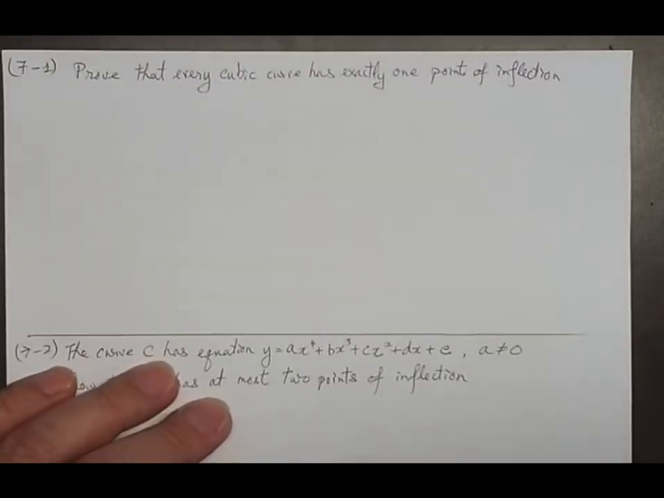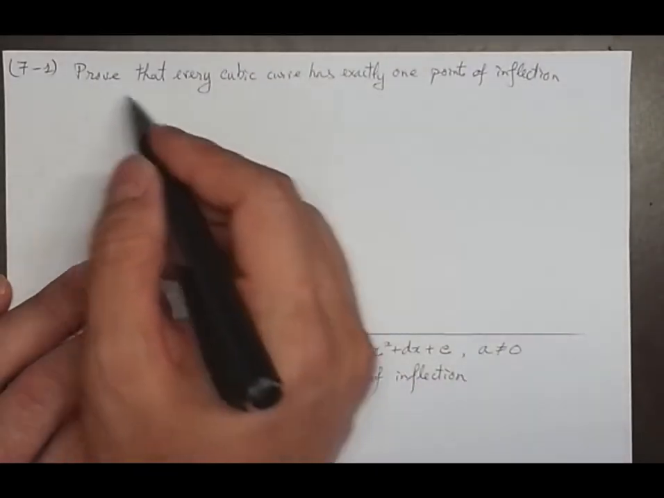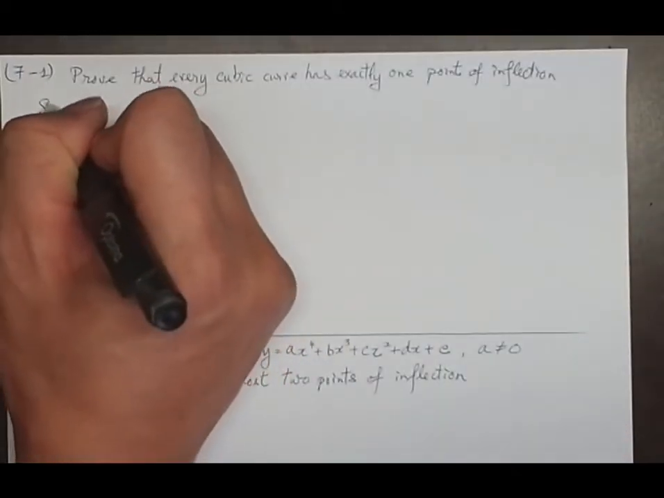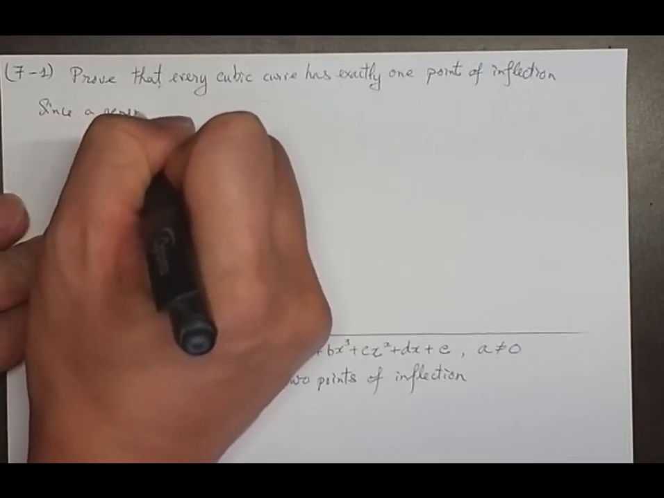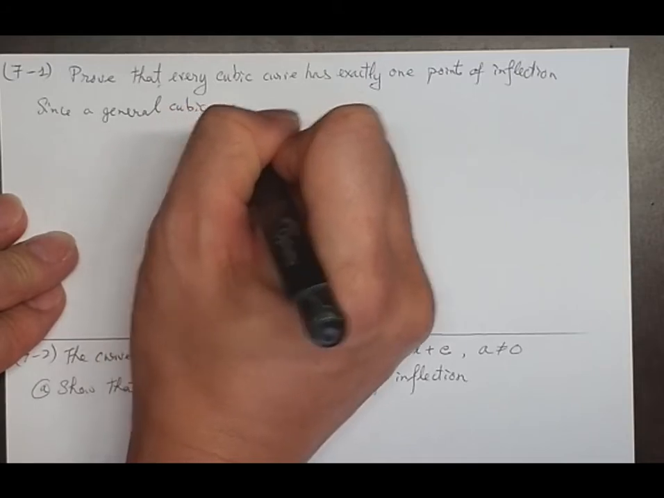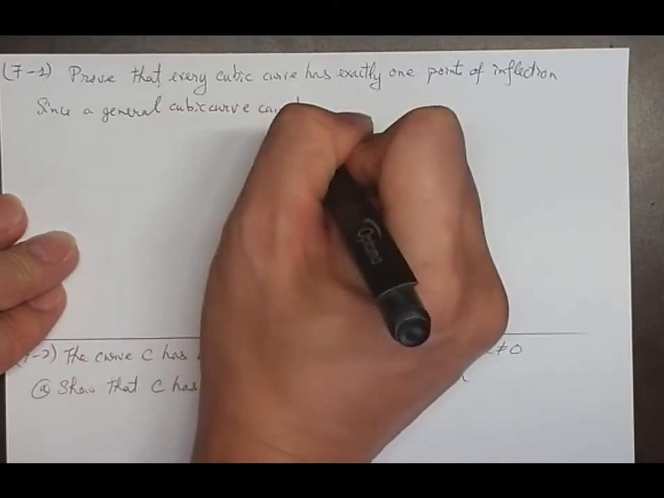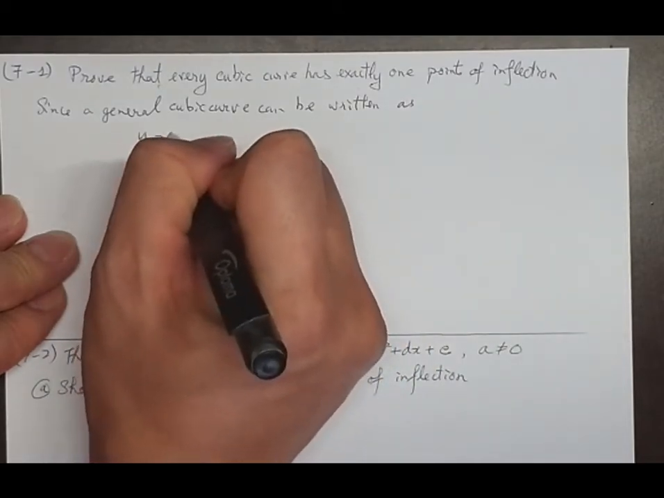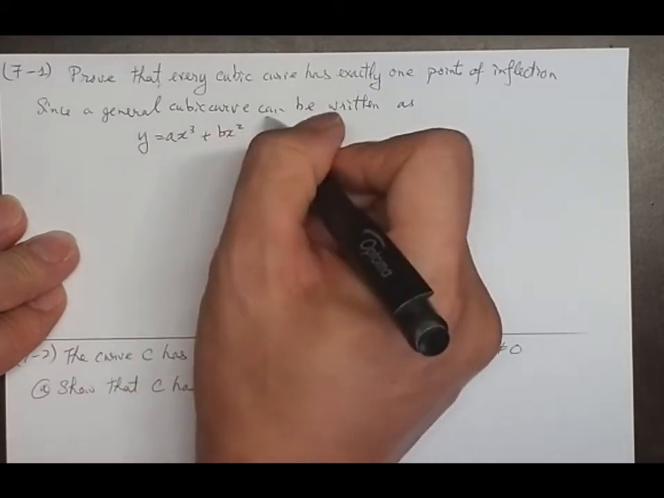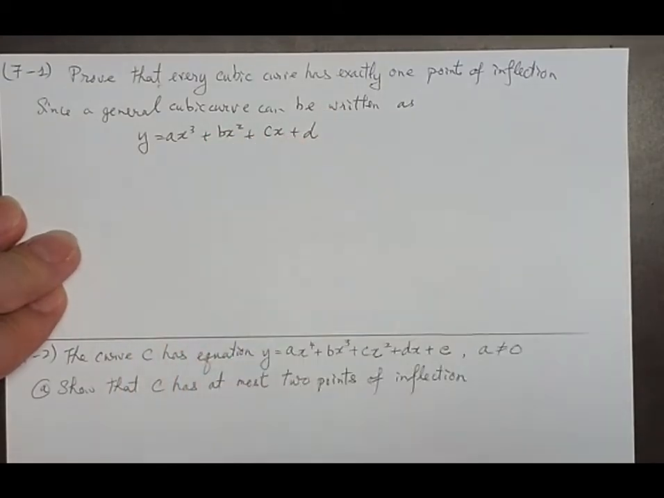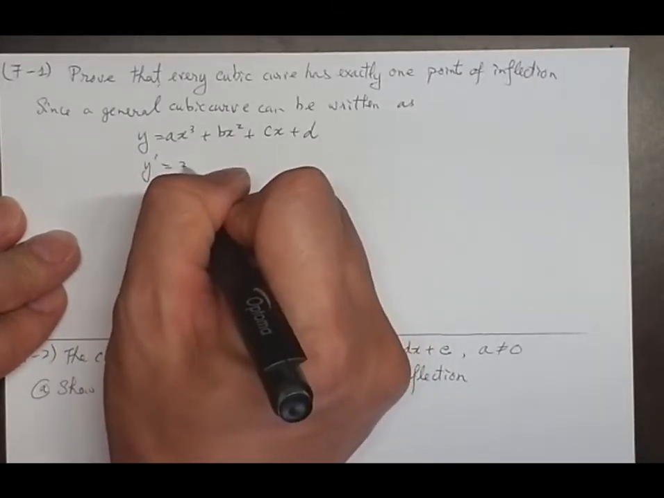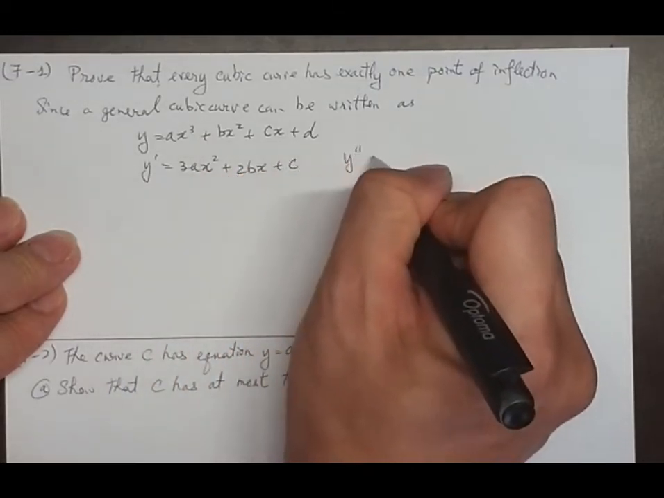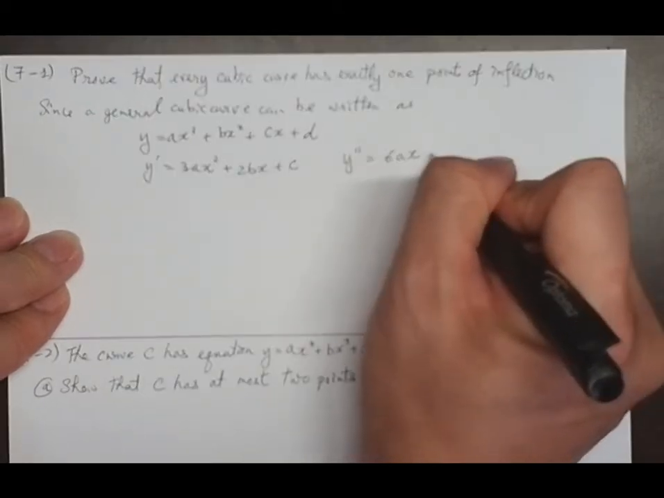Question number 7. We got 2 parts. Question 7.1: prove that every cubic curve has exactly 1 point of inflection. Since we know that a general cubic curve can be written as y equal ax cubed plus bx squared plus cx plus d, and y dash is equal to 3ax squared plus 2bx plus c, and y dash dash is equal to 6ax plus 2b.